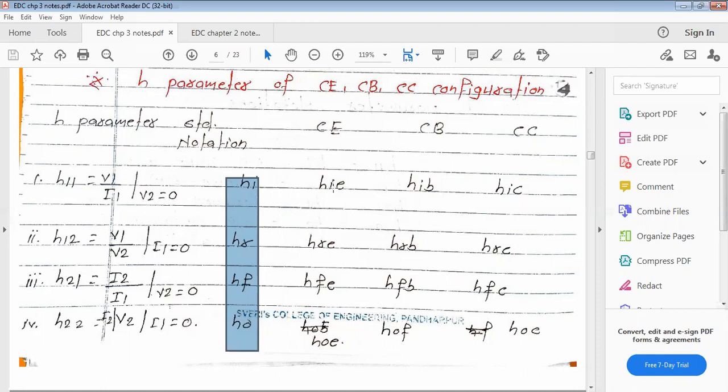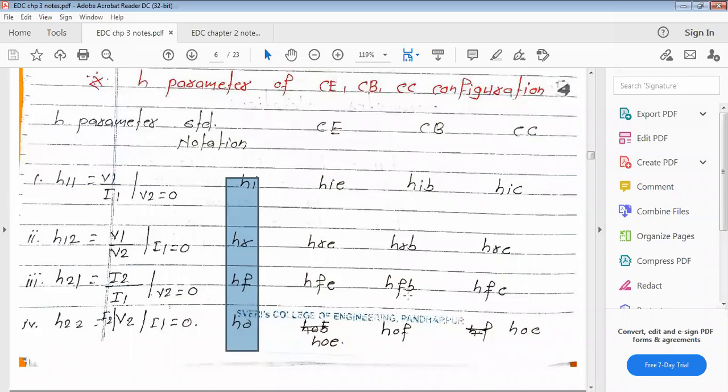HI is H11. What is H11? V1 upon I1 when V2 is 0. What is HR? HR is nothing but the reverse voltage gain, so we call it H12 or V1 upon V2. What is HF? It is the forward current gain, so it is I2 upon I1.